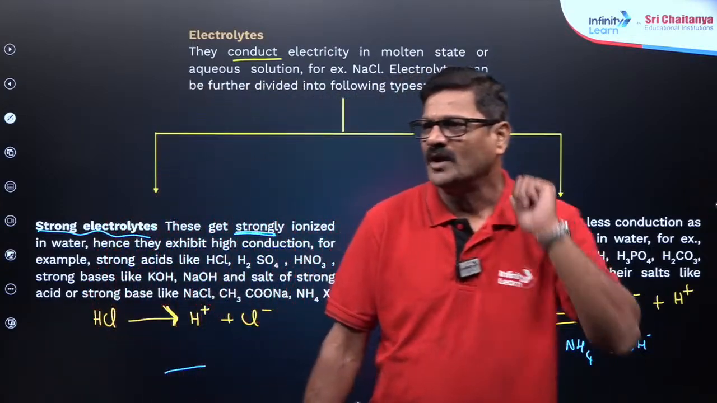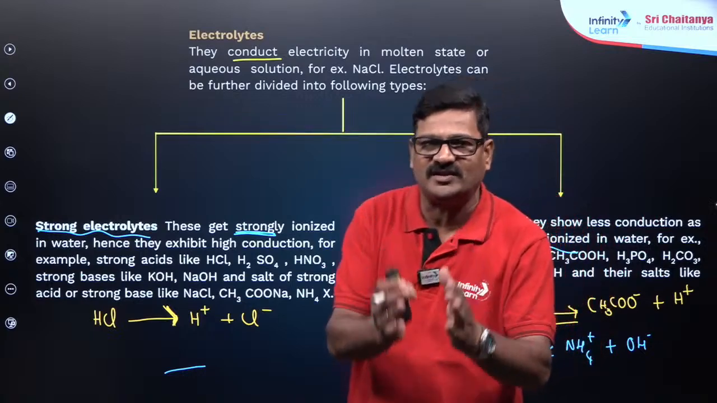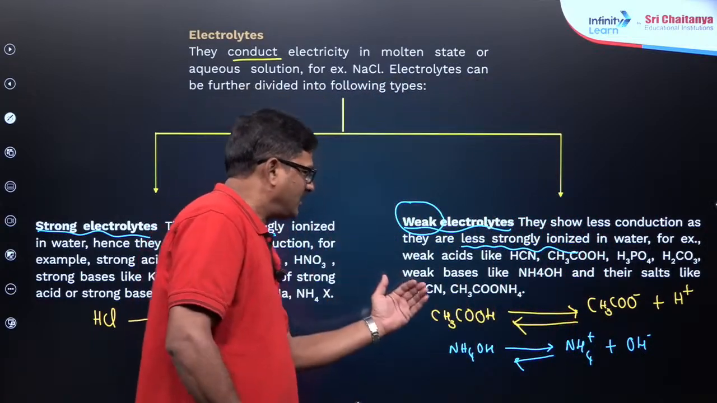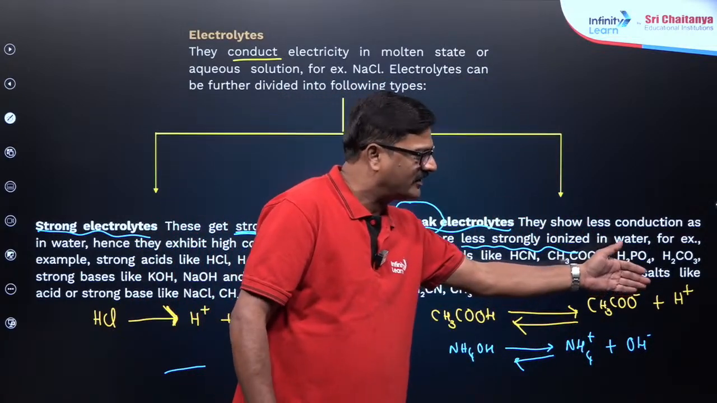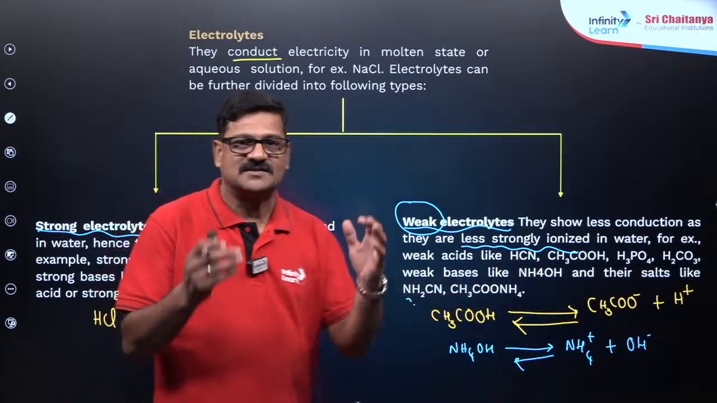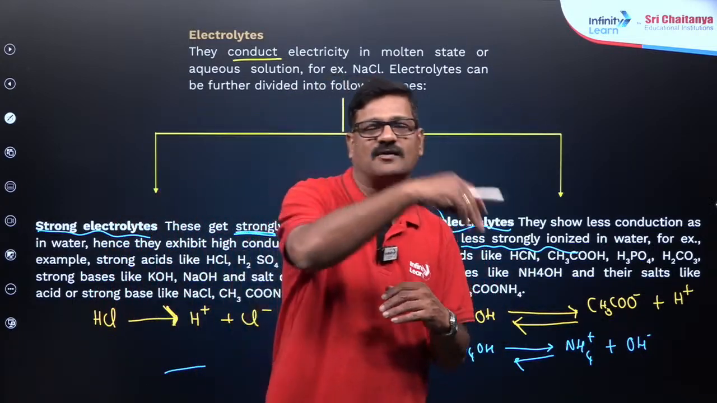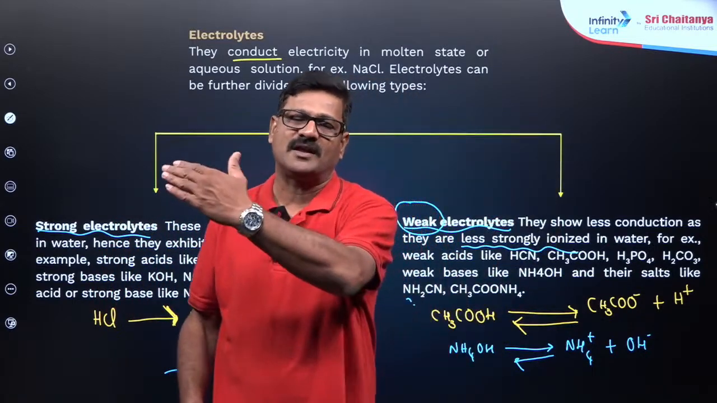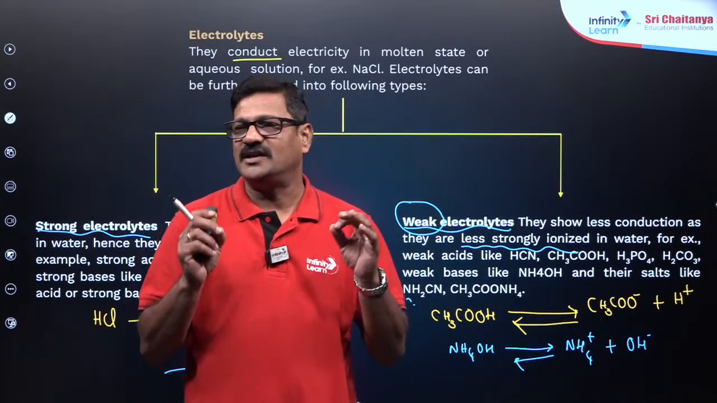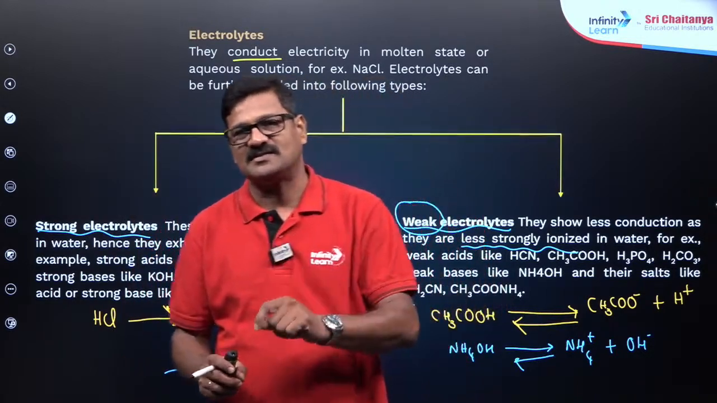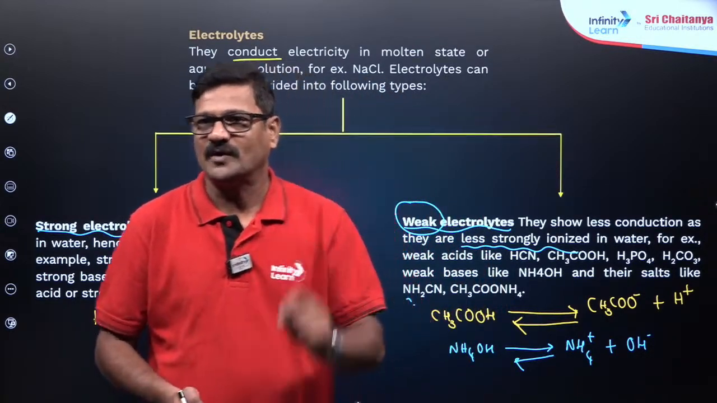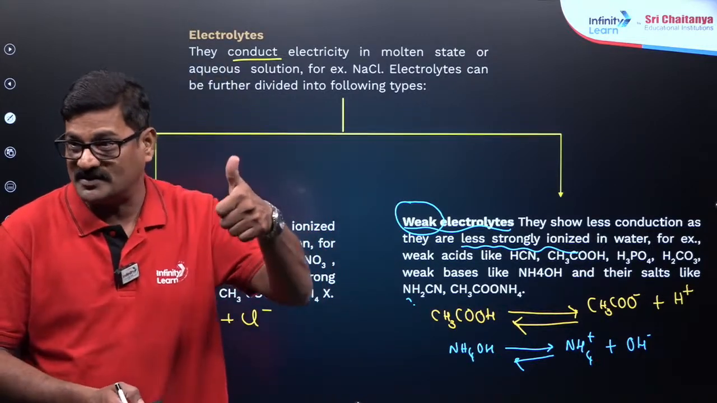Do you understand? Equilibrium state is the state where the reaction moves forward and also comes back. The state at which the forward reaction and backward reaction take place at equal rates is called the state of equilibrium. Okay, got it? Hope you understand, right?